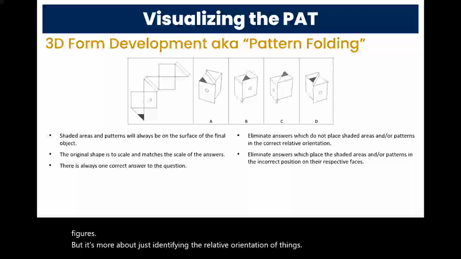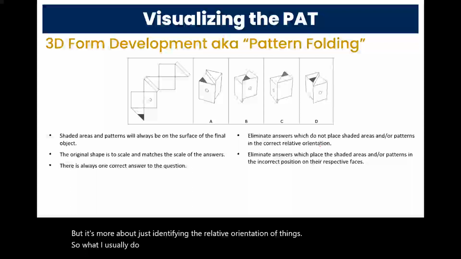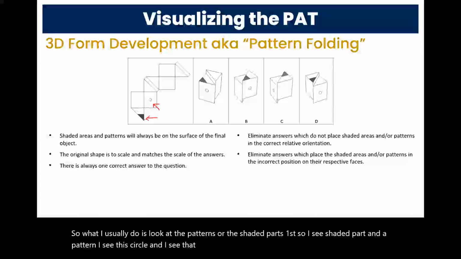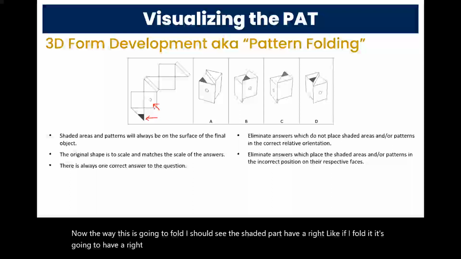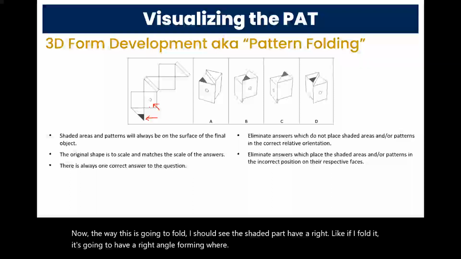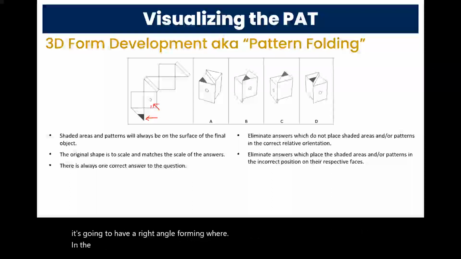So what I usually do is look at the patterns or the shaded parts first. I see the shaded part and a pattern. I see the circle and I see that shaded part. Now, the way this is going to fold, I should see the shaded part have a right angle forming where? In the center of this face or at the edge of this face?